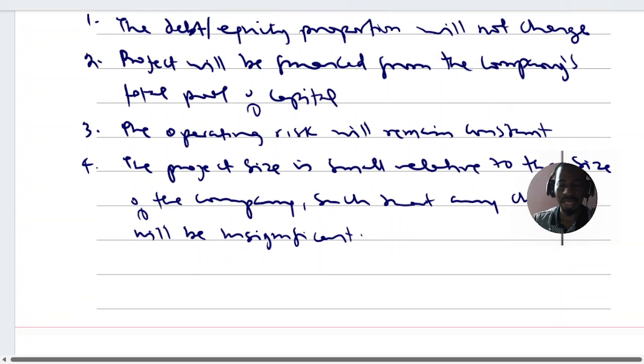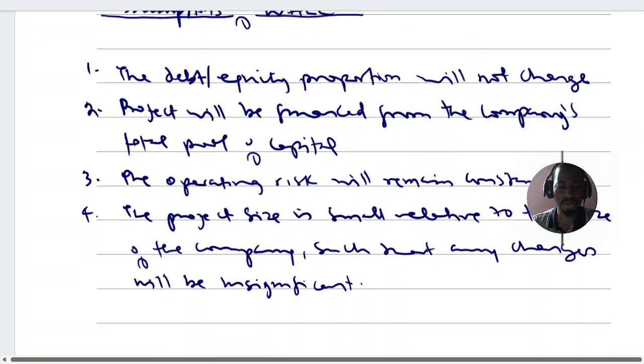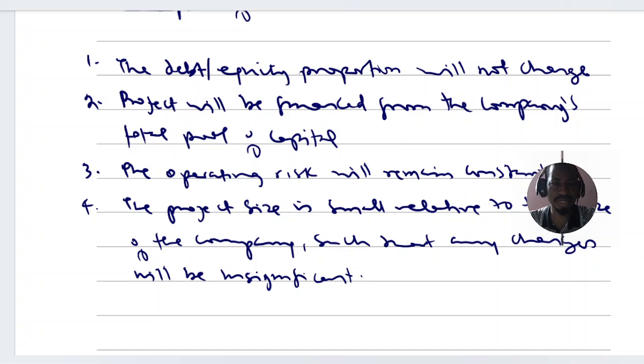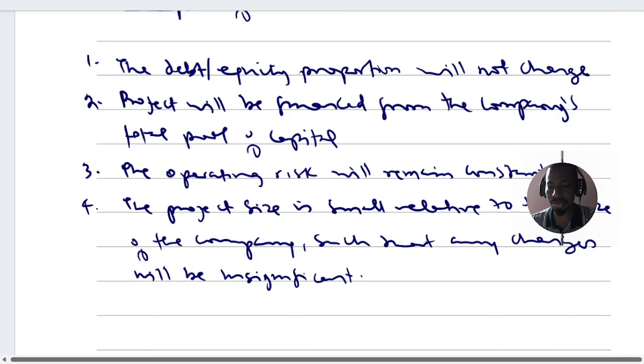So now, these are the underlying assumptions for weighted average cost of capital. For weighted average cost of capital to be practicable, all these assumptions must be present. So if any of these assumptions are not met, then we cannot use weighted average cost of capital to appraise any project. So that is the end of today's class.